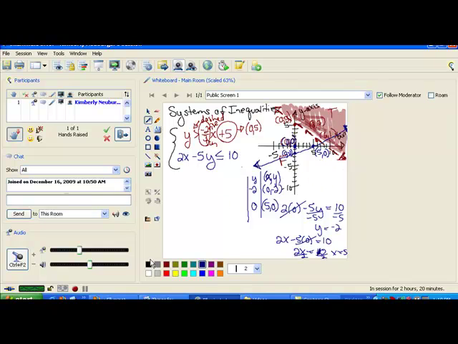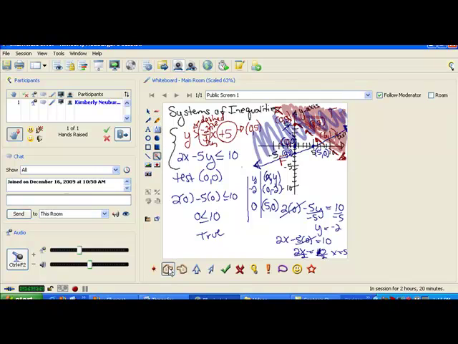So now let's go ahead and test (0, 0) in the blue inequality. I get 2 times 0 minus 5 times 0 less than or equal to 10, or 0 less than or equal to 10. This is true, and it's located over here, so over here is true for the blue one. So for blue, we're going to shade everything over here. Notice that our two inequalities overlap in this corner up here. This overlapping section is where the solution is.